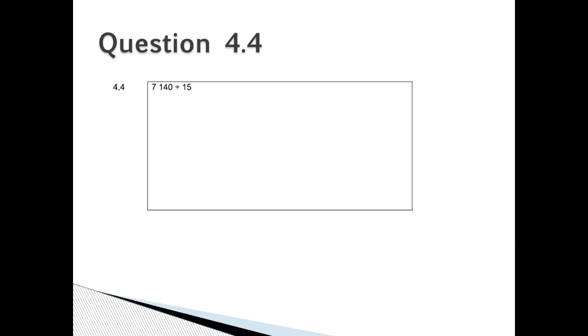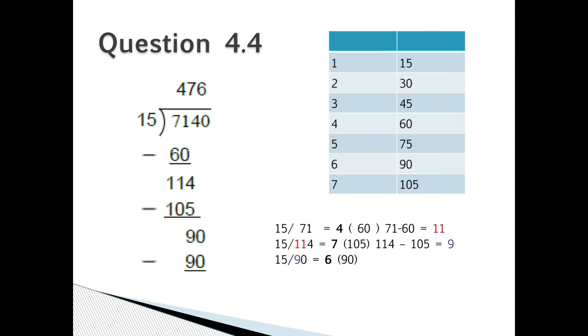Part 2. Question 4.1 is 7,140 divided by 15. Here we need to identify the multiples of 15. So 15, 30, 45, 60, 75, 90, and 105.